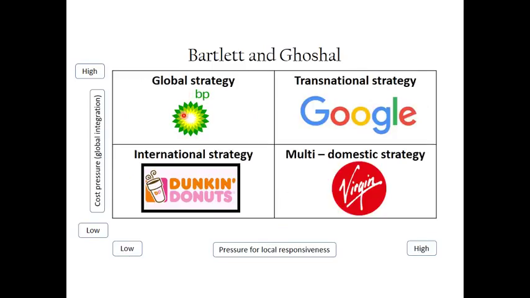So we could look at BP. I've mentioned petrol already as an example of a product where you'd have quite high cost pressure. We want to produce our petrol at the lowest possible costs, and then we can maximise our profit margins. To do that, we benefit from economies of scale as much as we can.